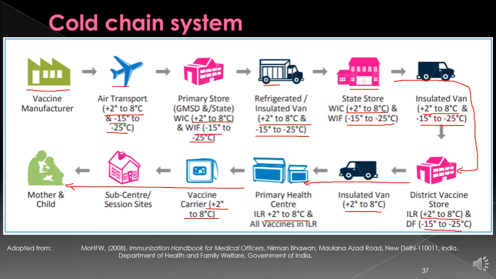So this is what the cold chain looks like from the point of manufacture all the way to the point of administration to mother and child. These temperatures must never be broken. This chain must never be broken because it speaks to the potency of the vaccine.